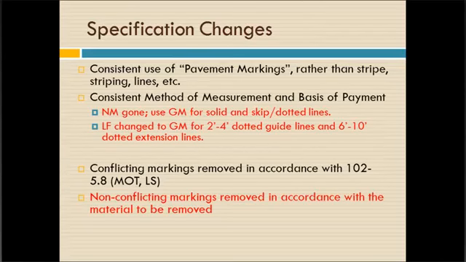The linear foot measurement was changed to gross mile for the 2-4 dotted guidelines and the 610 dotted extension lines. Finally, the most recent change that we made, there was a lot of discussion concerning the removal of existing pavement markings. Our policy for many years now has been that conflicting markings would be removed in accordance with Section 102-5.8. That's the MOT specification, and payment for removing the conflicting pavement markings was included in the MOT lump sum pay item.